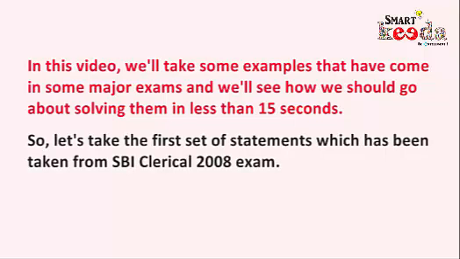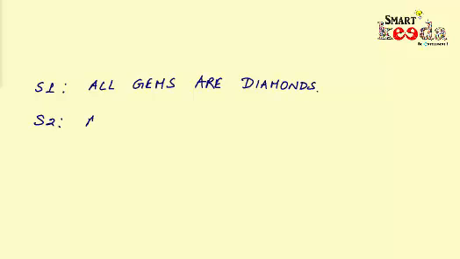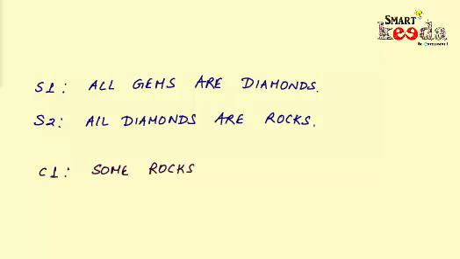So let's take the first set of statements, which has been taken from the SBI Clerical 2008 exam. Statement 1 is all gems are diamonds, and statement 2 is all diamonds are rocks. And now the conclusions. C1 is some rocks are gems, and C2 is all gems are rocks.